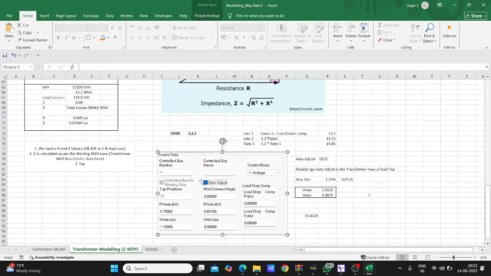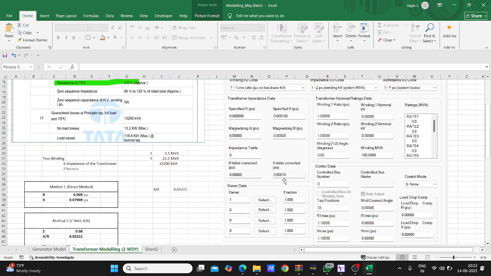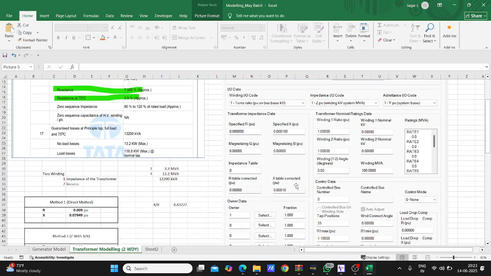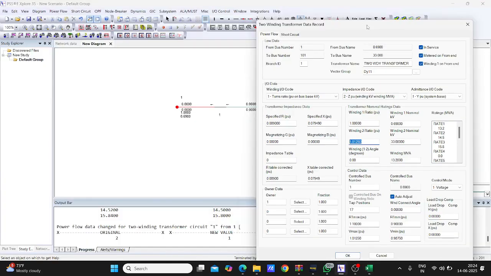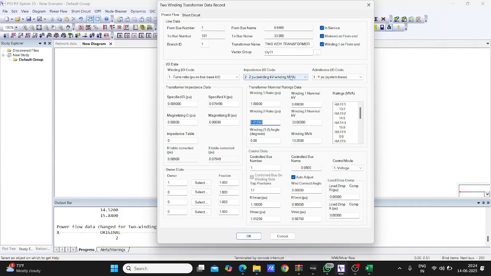That we will discuss in a little more detail in tomorrow's class for the three winding transformer. So up to this, the major conclusion we need to take care of is that the winding MVA is very important. First point, why? Because we are giving a winding MVA base. This winding MVA base we need to give because we have calculated this Z and X.